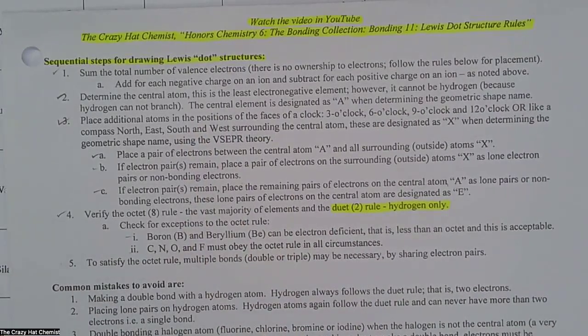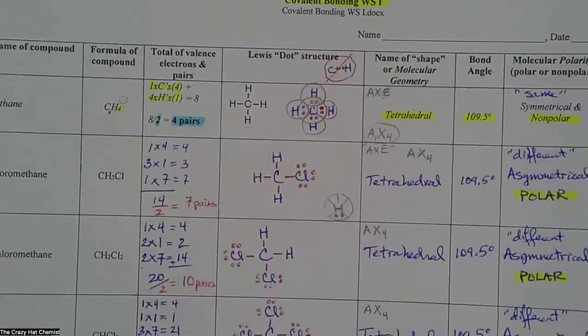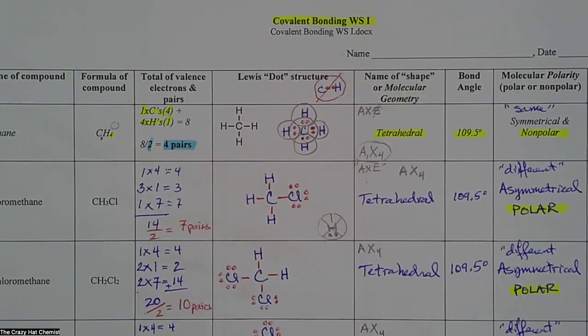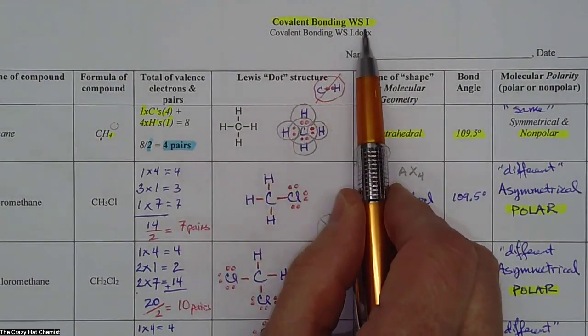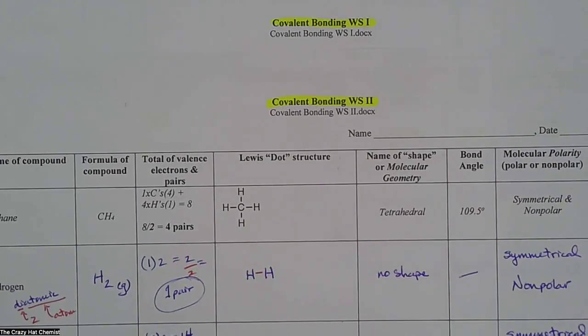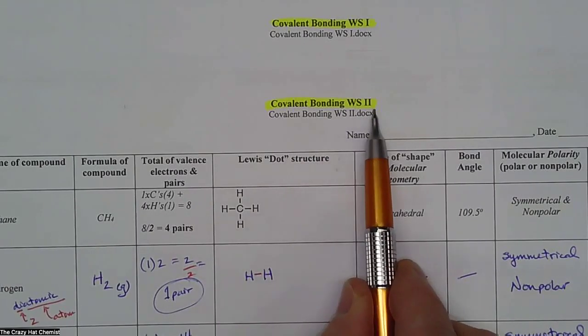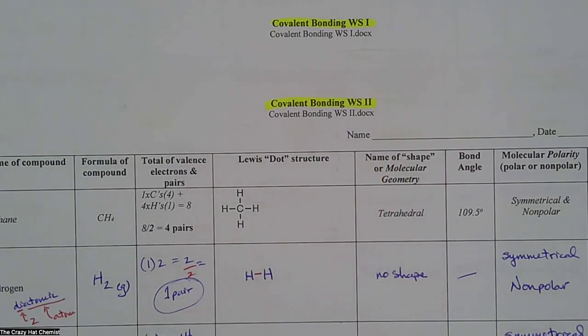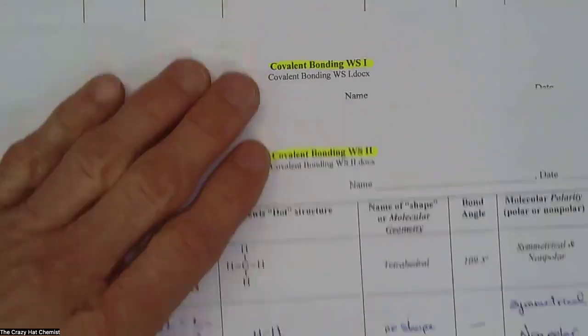All right. Before you actually start this video, you need to have previously watched covalent bonding worksheet number 1. You also need to watch covalent bonding worksheet number 2 before you start number 3. That's essential. So today we are going to do covalent bonding worksheet number 3. Let's zoom into that worksheet and get moving.